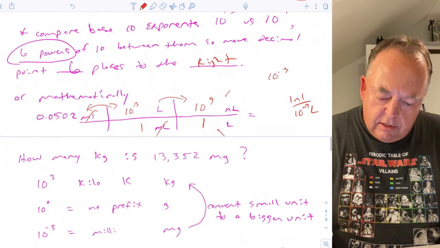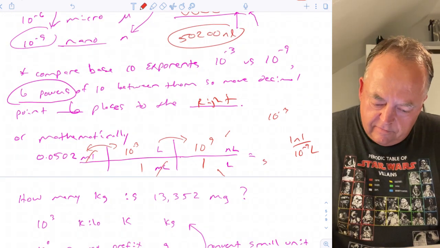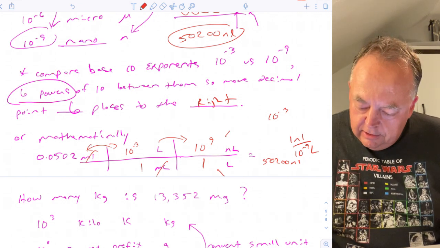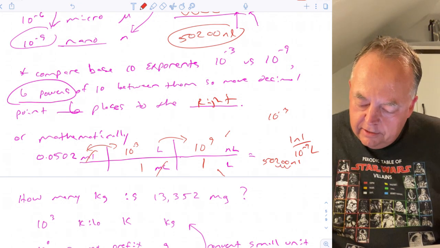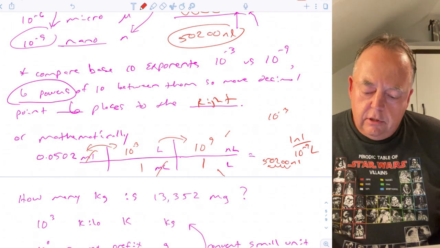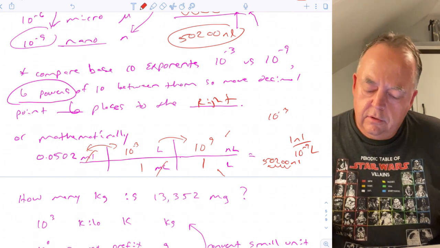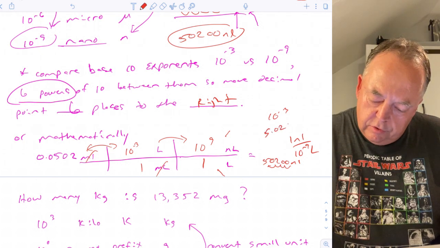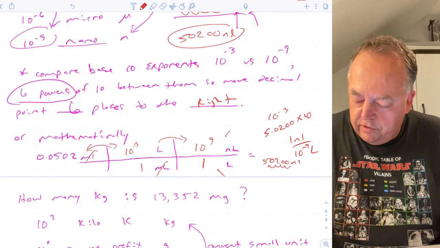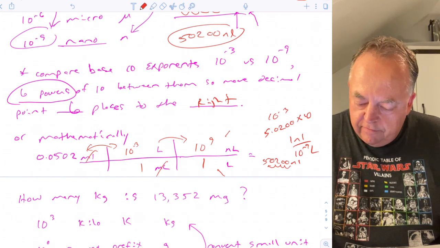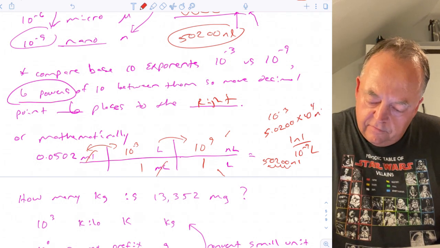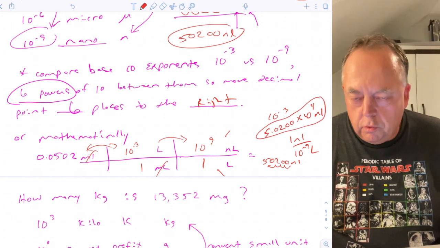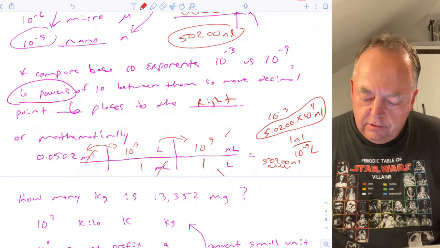Okay, so if we do that, then you would get the same number, 50200 nanoliters. Or if we put that in scientific notation, the decimal should go after the first number, so there's one number and then a decimal point. So 5.0200 times 10 to the, we move the decimal point 1, 2, 3, 4 places, so 10 to the 4. 5.0200 times 10 to the 4 nanoliters would be the answer.